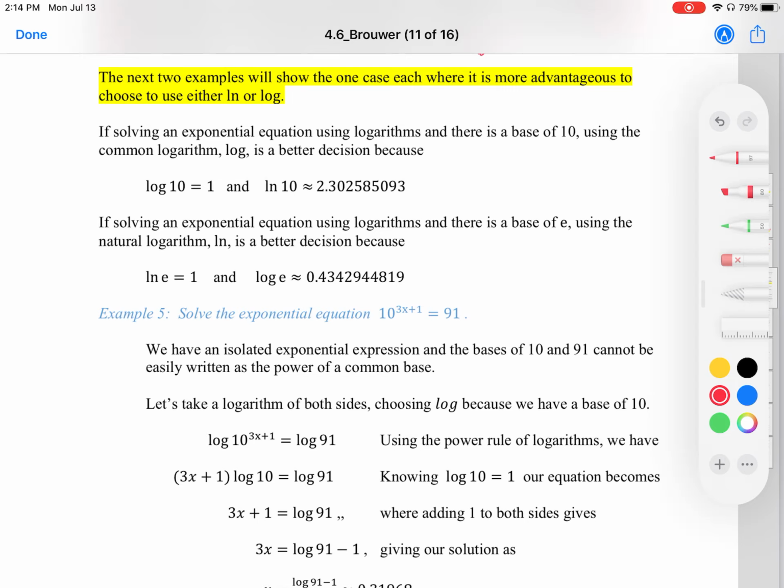If solving an exponential equation using logarithms and there is a base of 10, using the common logarithm, log, is a better decision because log of 10 equals 1 and ln of 10 is an ugly decimal. So this would be our better choice. Similarly, if solving an exponential equation using logarithms and there's a base of e, using the natural logarithm ln is the better choice. We see that ln of e equals 1, where the log of e is an ugly decimal, not what we want. And the reason why this is so, we go to section 4.5. That was one of those beginning properties.